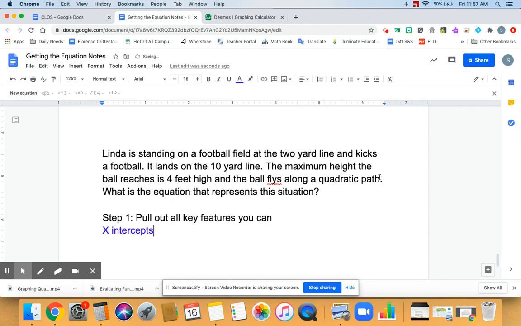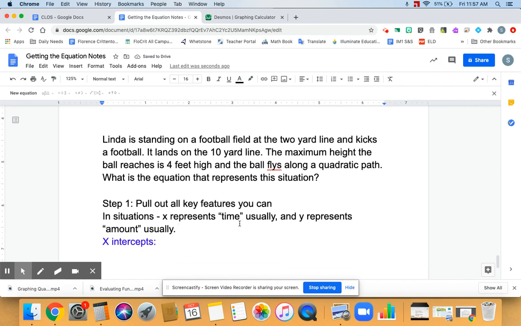This is my situation. Step 1, where I pull out all the key features that I can. X-intercepts. So here's the thing about x-intercepts when you're having situations. In a situation, it is most common that x is time. And x is like how much time has passed, usually. So in situations, x represents time usually, and y represents amount, usually. Really, it's that x is independent.